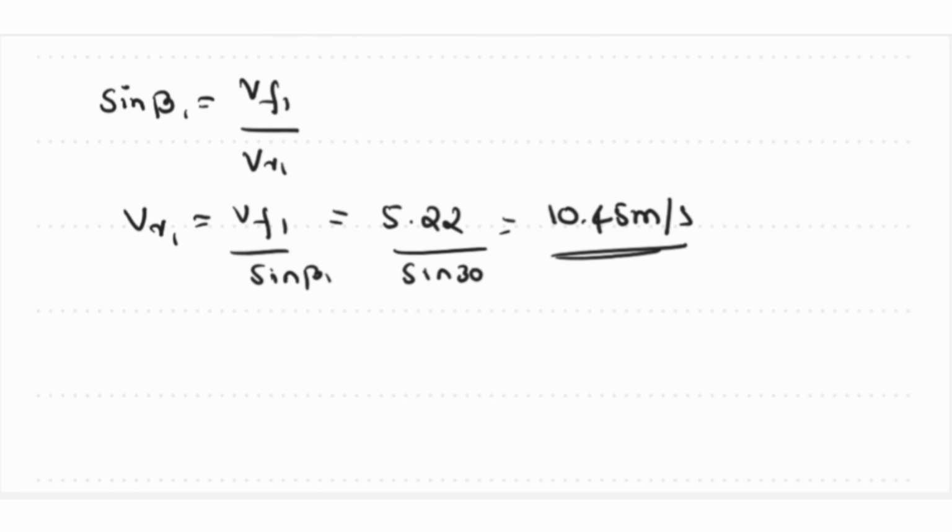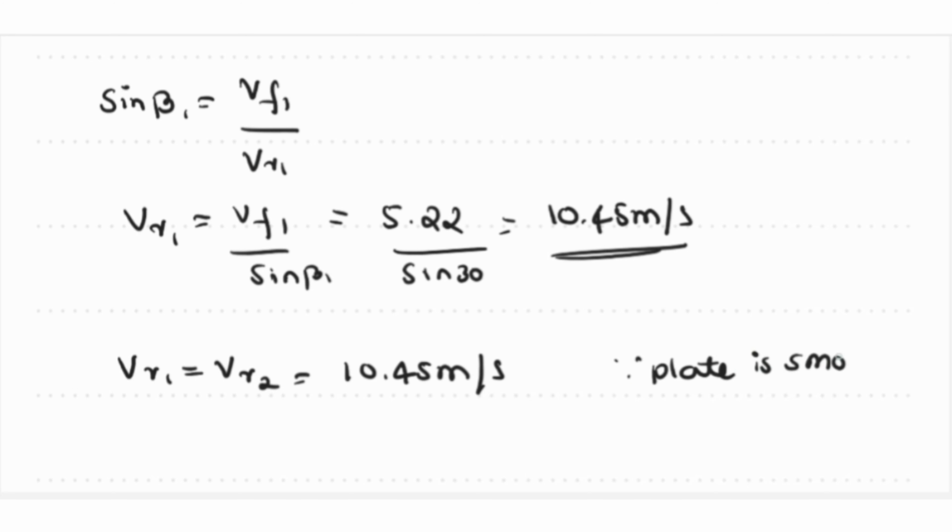In the question they have given there is no shock, or the plate is smooth. So VR1 will be equal to VR2, that is equal to 10.45 meter per second, since the plate is smooth.